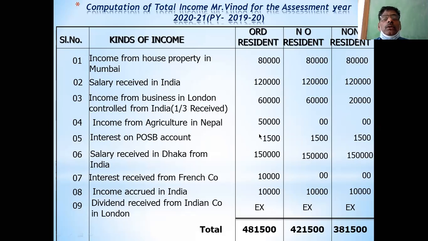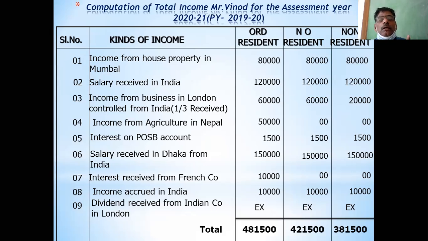Otherwise, whatever I already told, you remember. Earned in India, all the columns. Received in India, all the columns. Earned and received outside India from business or profession, controlled from India, first and second column. And earned and received both outside India, only first column.